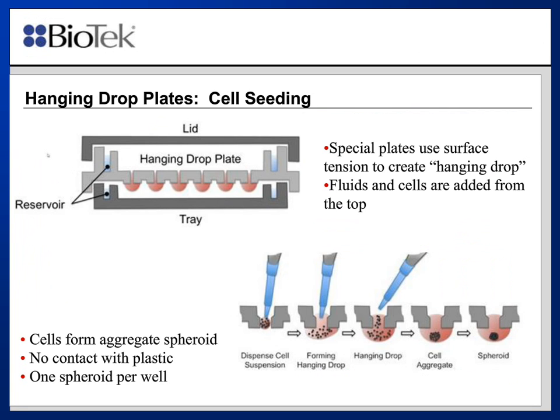So as I mentioned, today we'll be discussing the use of hanging drop plates for spheroid formation. And up at the top left, you can see a diagram of the actual plate, which consists of a lid, the hanging drop plate, and a tray. Both the tray and the hanging drop plate have reservoirs, which can be filled with either sterile water or buffer to help with humidity control.